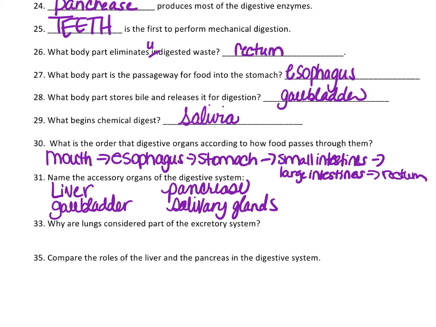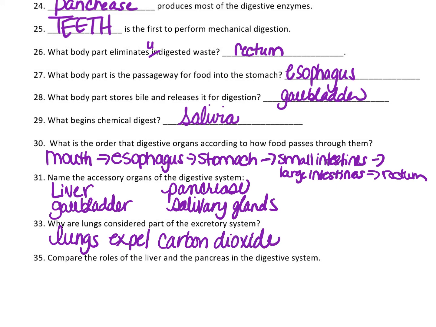Why are lungs considered part of the excretory system? They excrete carbon dioxide when breathing. Okay, or you could say lungs expel. Excrete, expel, same thing. Carbon dioxide as waste.